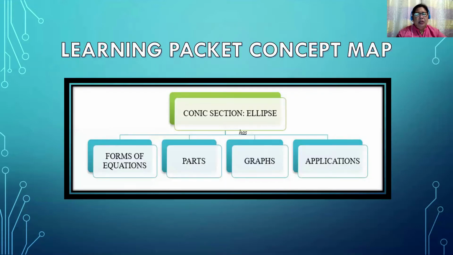This is the Learning Pocket Concept Map. Under ellipse, we have to discuss the forms of equations, parts of ellipse, the graph, and its applications.